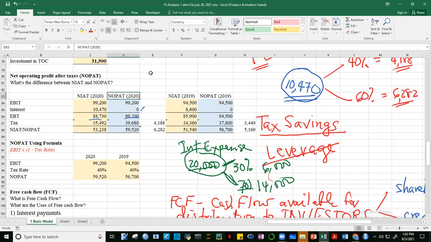Okay, now, yung interest kasi, guys, hindi responsibility ng operations yan. So unfair naman na i-charge natin sila ng 10,470 na wala naman silang control dyan. Imagine, guys, just to hyperbolize the example, okay, so 99,200, what if interest expense was 1 million? Eh di wiped out agad yung operating profit ng company. Eh kawawa naman yung operations.